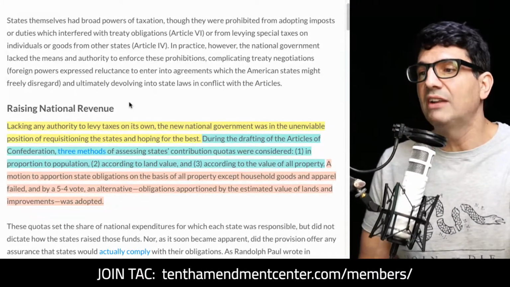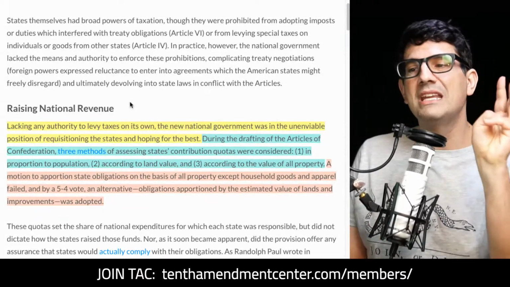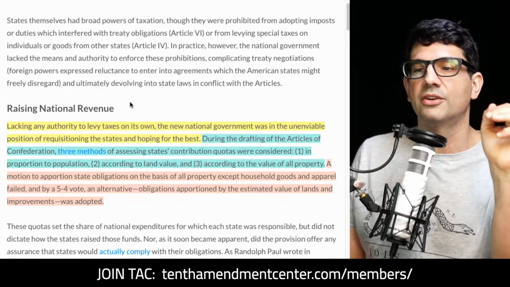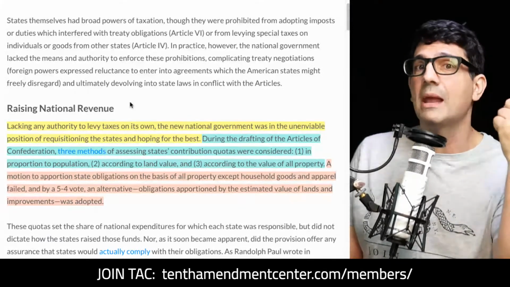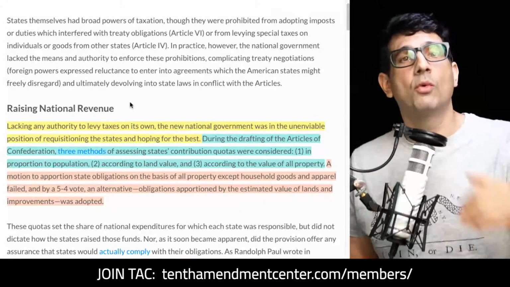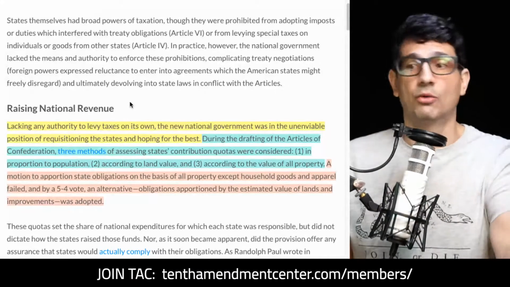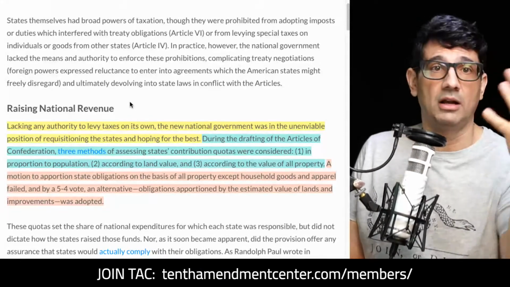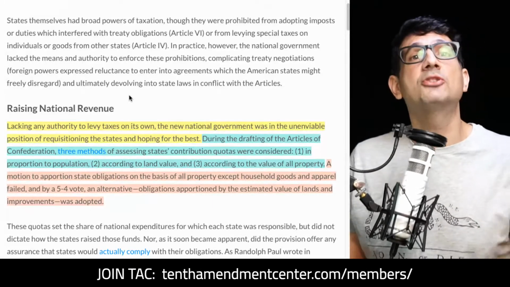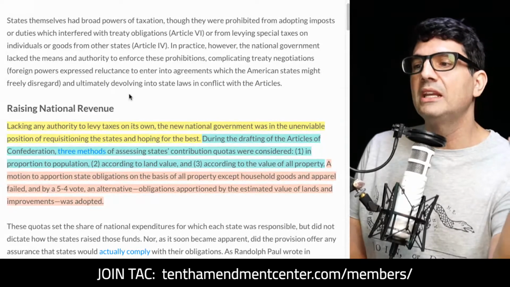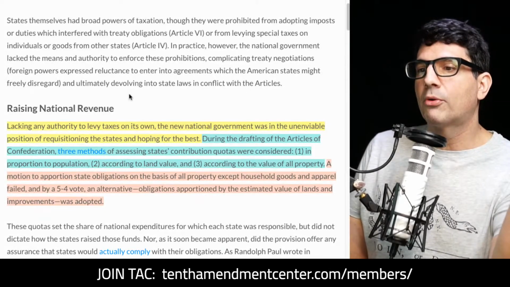Now, during the drafting of the Articles of Confederation, 3 methods of assessing states' contribution quotas were considered. One, they did it based totally on population. We're just going to count the number of people, and then that is going to be the amount that you're going to contribute in a ratio. 2, according to land value, because the idea was then how much could you contribute? How much did you have the ability to contribute? And then 3, according to the value of all property.